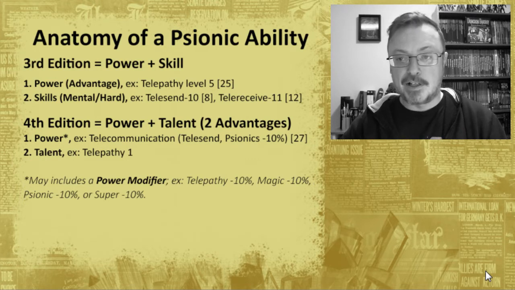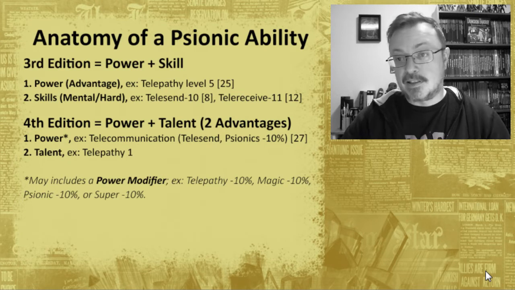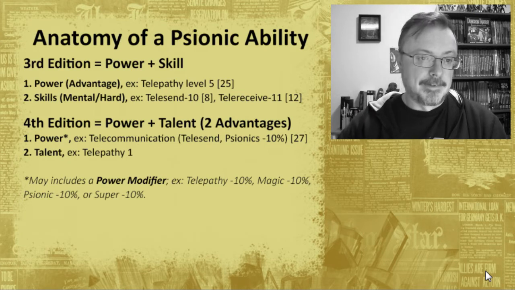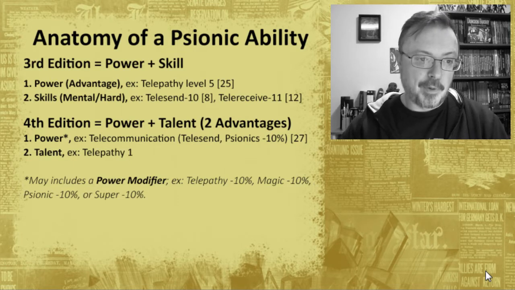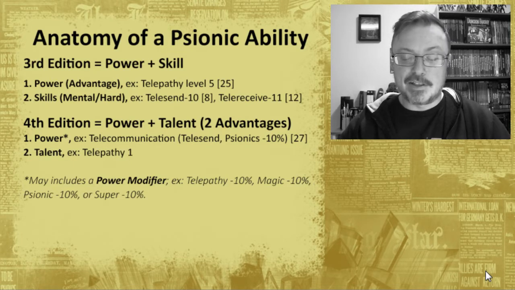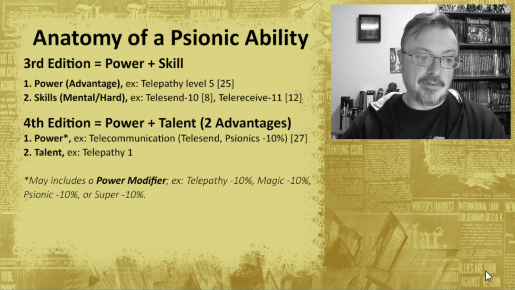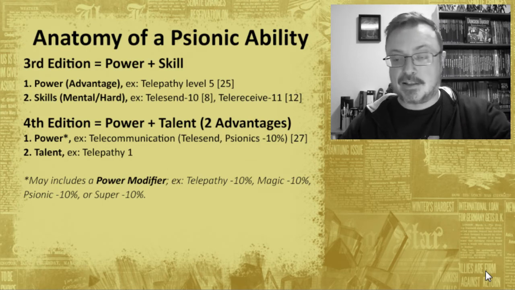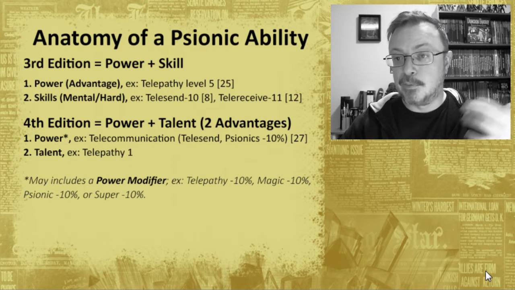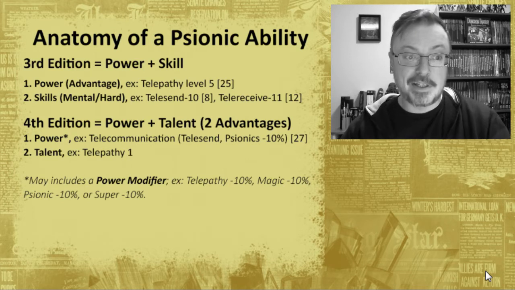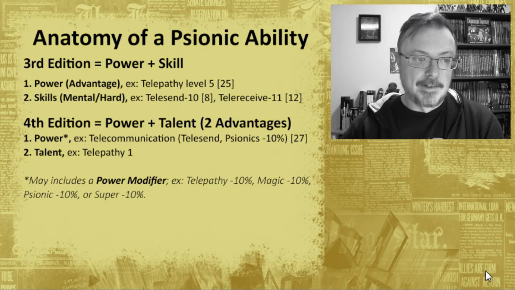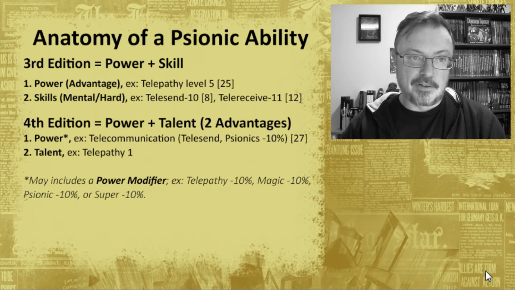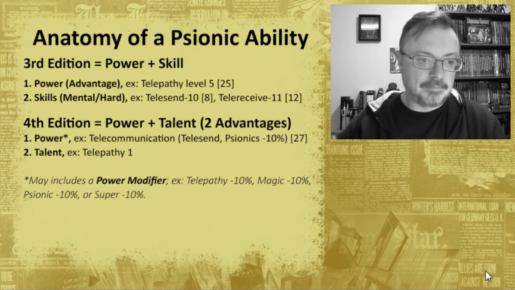So here, for example, and this is as simple as it is, where it gets a bit complicated is when you buy the advantages by themselves. In fourth edition, sending your thoughts is the telecommunication advantage, and receiving thoughts is mind reading. So you need to buy two advantages to do a full telepath, for example.